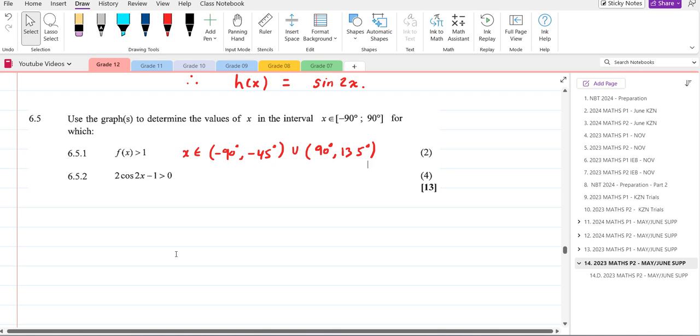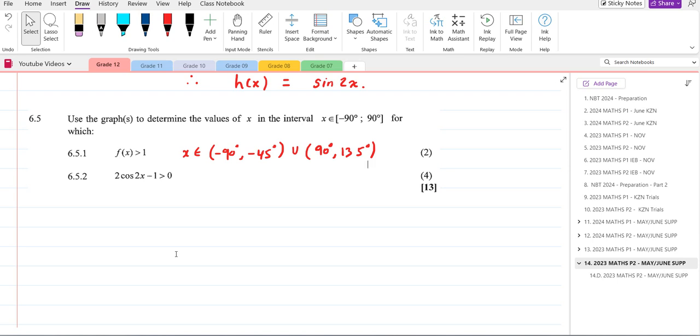Next one, 2 cos 2x minus 1. So how are we going to solve that?